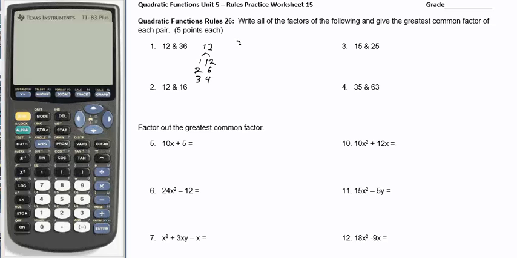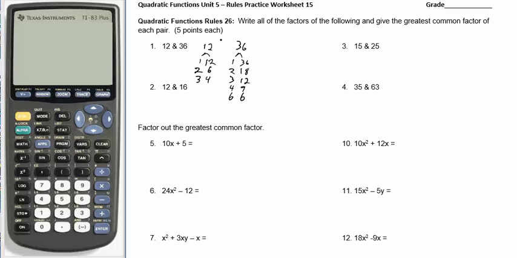Factors of 36. 1 goes in 36 times. 2 goes in 18 times. 3 goes in 12 times. 4 goes in 9 times. And 6 goes in 6 times. So since the next number we check is over on this side, or since those are the same, there are no more factors. So 7 and 8 don't go in, 10, 11 don't go in, 13, and so forth and so on.